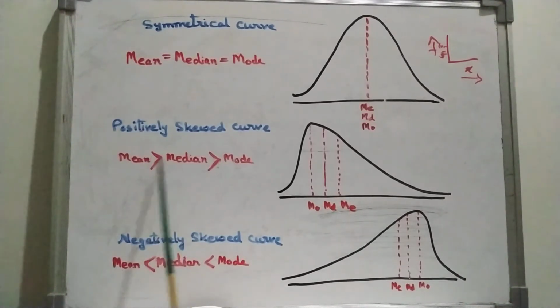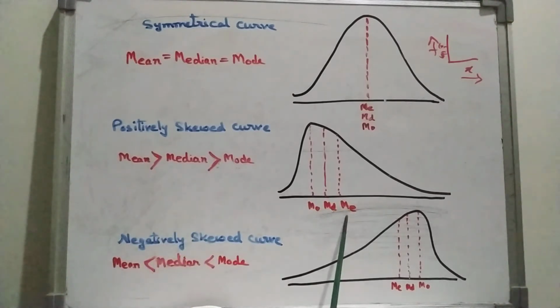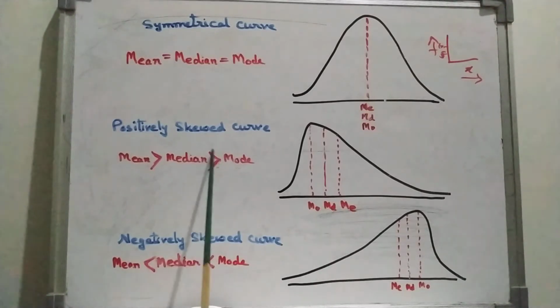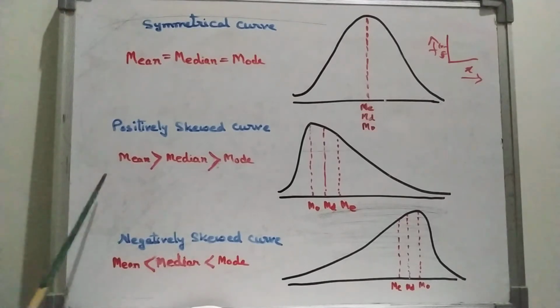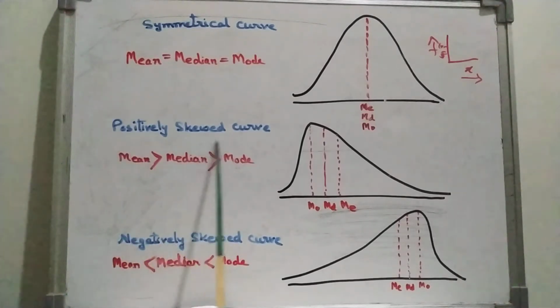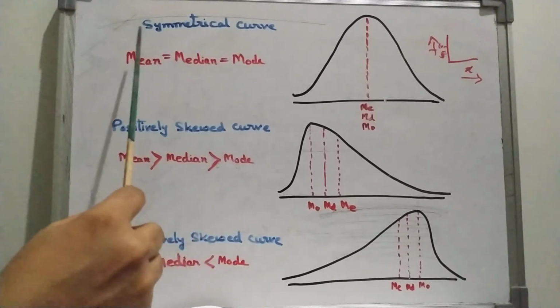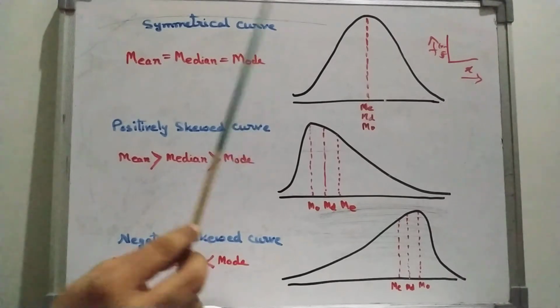So we put the symbol greater than, because mean is greater than median, then again median is greater than mode. So we completed the relationship among mean, median, mode when it is a positively skewed curve, and the first one when it is a symmetrical curve.